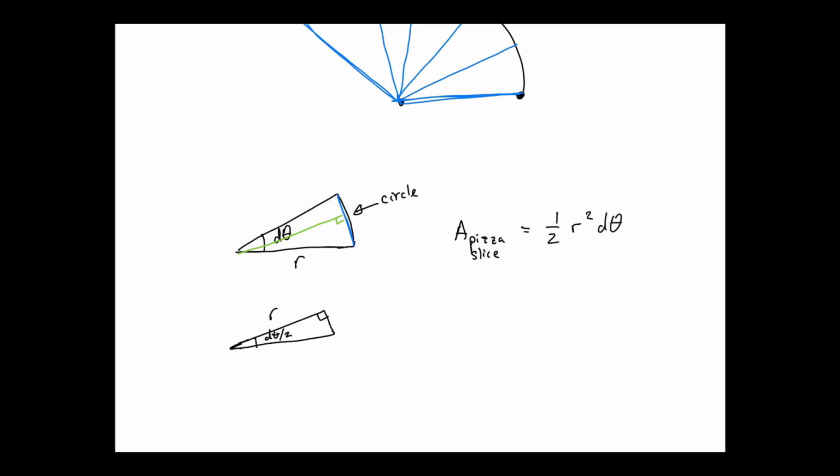Then if I want to know the area of this triangle, I need to know what the other leg is, right? So I could do a base times height over 2 type thing. You guys probably don't remember this, but what's the perimeter of the circle? 2 pi r. So the perimeter of this piece is r d theta, okay? Because what about if d theta is 2 pi? That means I've swept out the entire circle.